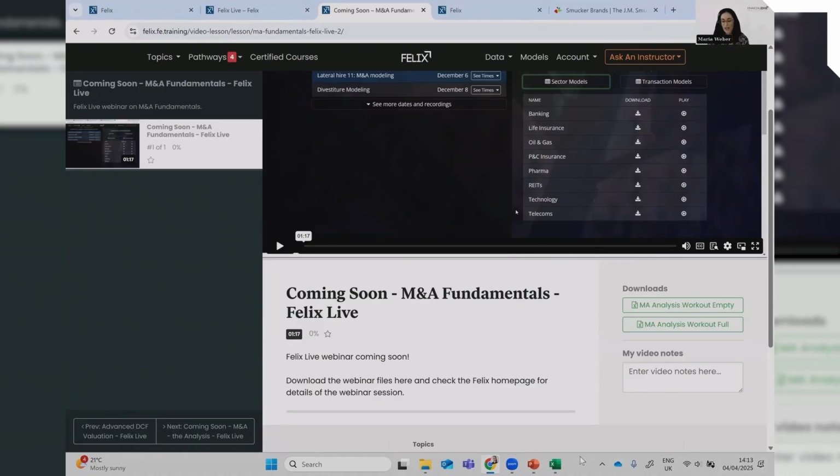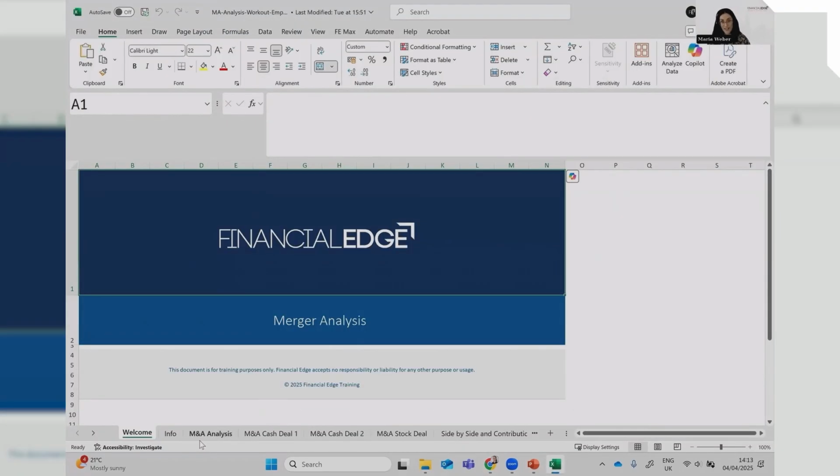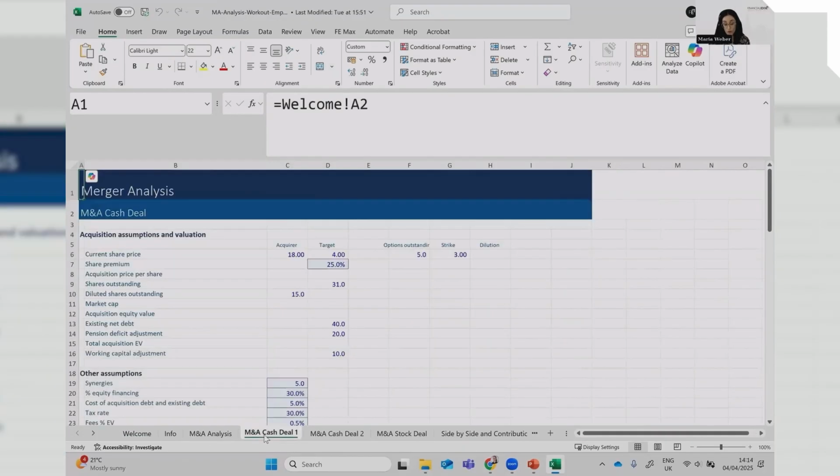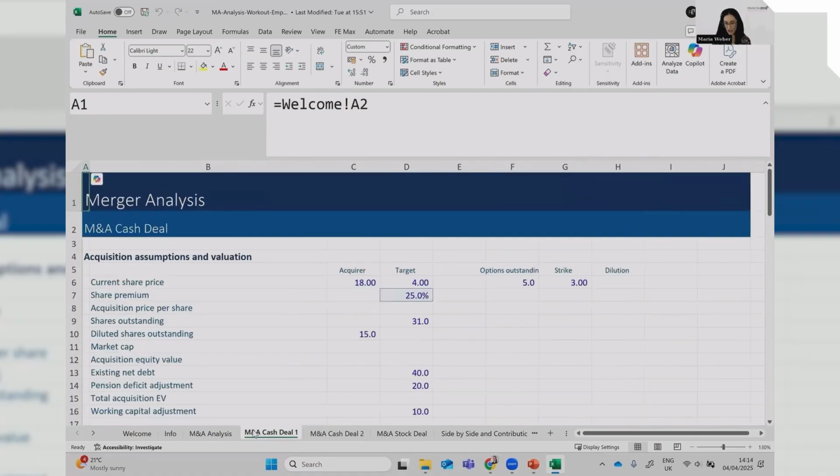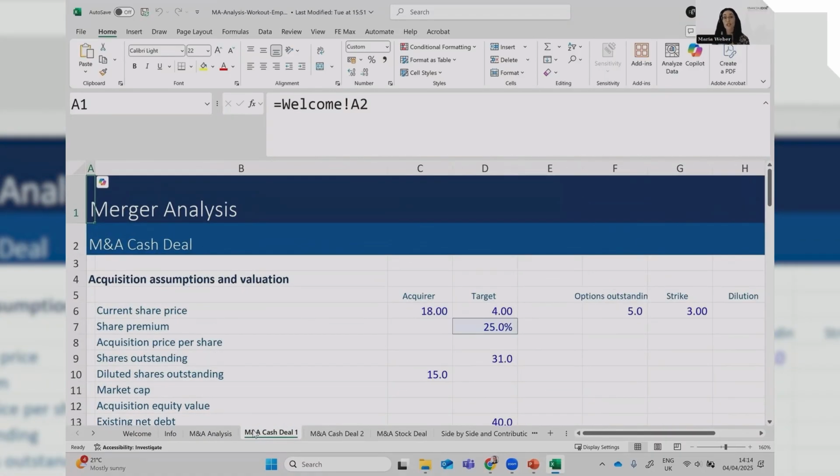Perfect. Okay, guys, solution file is there. Let's have a look at what we've got. Loads of exercises. You can work through them all to consolidate your knowledge, but I'm going to work on the 4th tab here, M&A cash deal. So M&A cash deal, and it's cash deal 1. Cash deal 2's just got slightly different numbers as an opportunity to practice what we've seen.